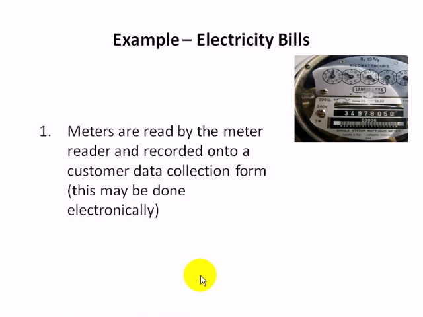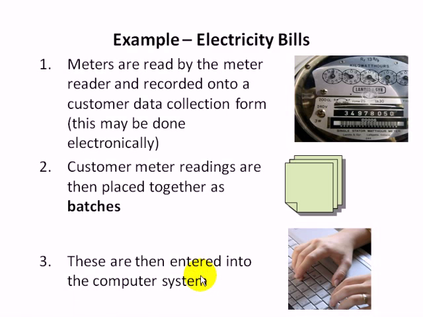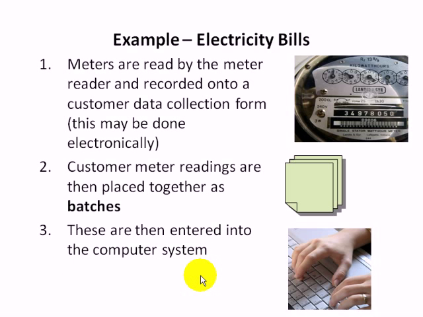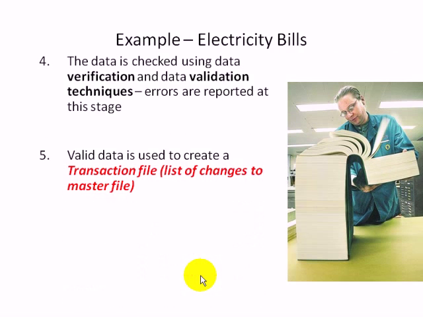If we move on, we'll look at a company. In an electricity company, they come around and read your meter reading. This can be done electronically, or they can come around and fill in a little card. These meter readings are grouped together into what's known as a batch. They're then entered into the computer system. Whenever they're entered into the computer system, there may be some validation checks, there might be some verification checks. Think back to your year 11 stuff.